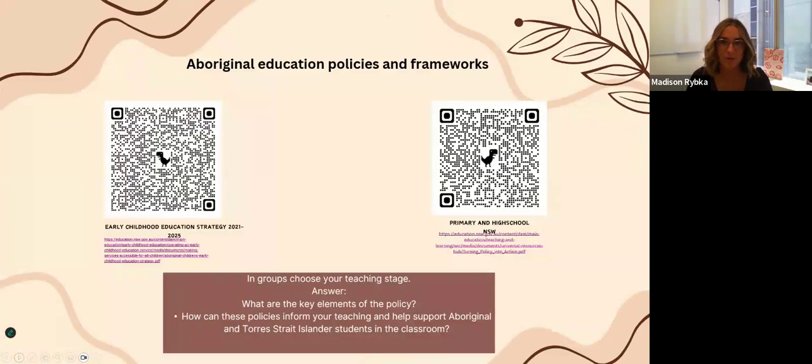So, Aboriginal education policies and frameworks, they're currently always changing, evolving, trying to fill those gaps to make us better teachers. So, if you are doing early childhood, I want you to scan that little QR code. If you're doing primary and high school, I want you to scan the other code. I'm not going to do groups. I just want you to have a quick flick through of what it says. And just look at, is there anything or key elements in there that stand out to you?